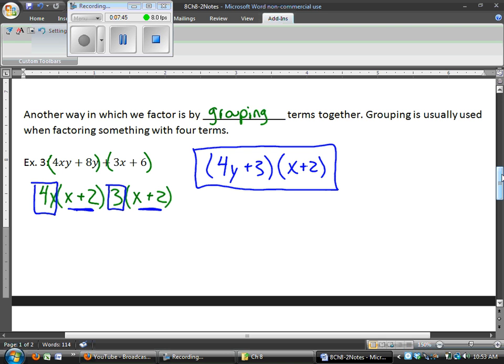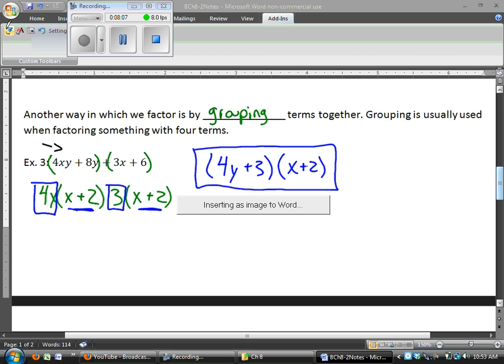Okay? If you were to go through and you foiled that, so I did first, outer, inner, last, or you did the claw method, or you did the chart method that I showed you, you would end up with 4xy plus 8y plus 3x plus 6. Okay? Again, not necessary, but you can always check yourself to make sure you did it properly.